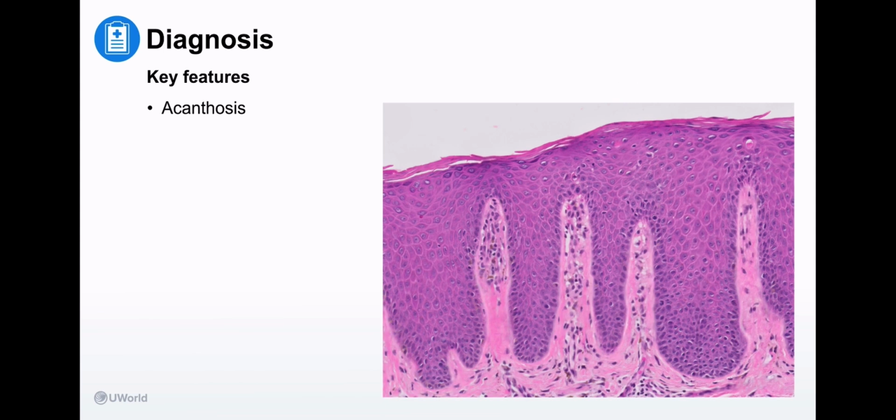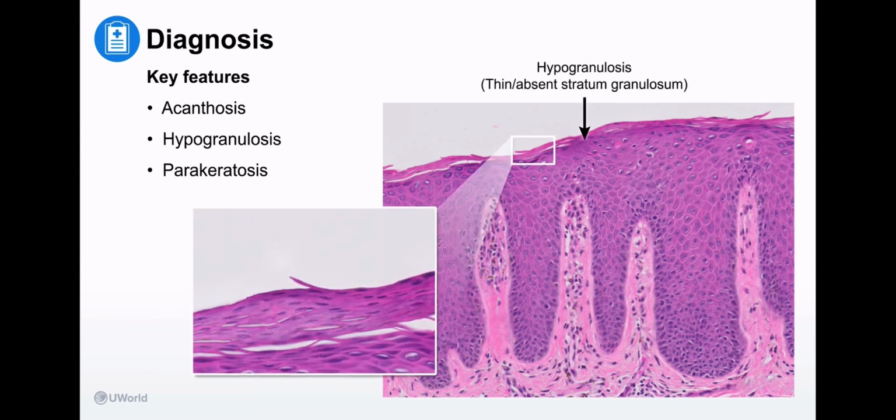The next features to remember are hypogranulosis and parakeratosis. In psoriasis, the keratinocyte maturation process is shortened to about a week. The cells are growing so rapidly that they don't have time to mature normally. As a result, the stratum granulosum is often absent, which is called hypogranulosis, and the cells in the stratum corneum retain their nuclei, which is called parakeratosis. The parakeratosis corresponds to the overlying silver-white scale.